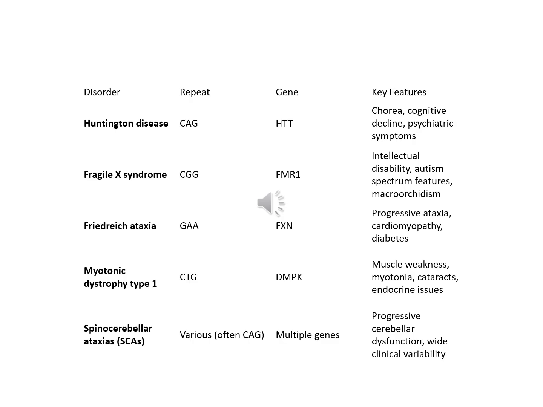Then spinocerebellar ataxia. Here, CAG often repeats and can affect multiple genes. Progressive cerebellar dysfunction can occur. Wide clinical variability can occur.